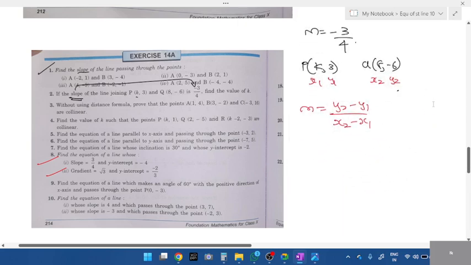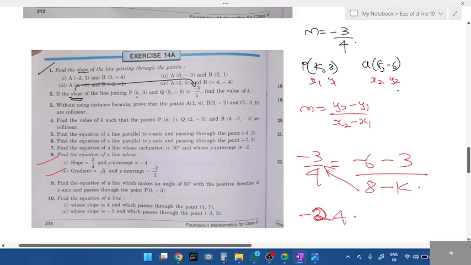Okay, tell me the answer for this. Slope is minus 3 by 4 is equal to y2 is minus 6 minus of y1, divided by x2 is 8 minus of k. Cross multiply, students. What do you get? All of you respond. Minus 3 into 8 is minus 24.